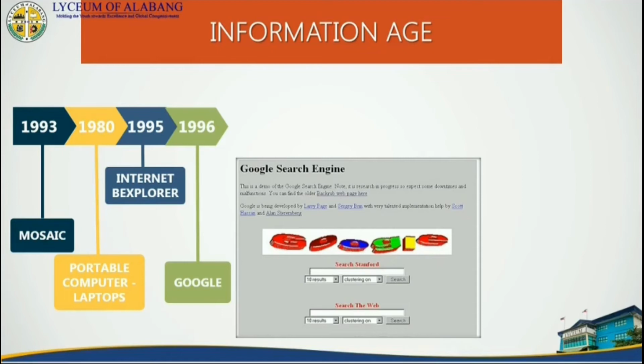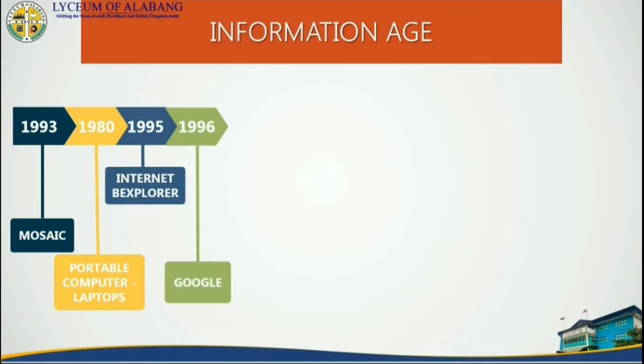Google.com was registered in the year 1997 and later incorporated in 1998. The company initially started in the garage of a friend named Susan Wojcicki in Menlo Park, California. So that is Google.